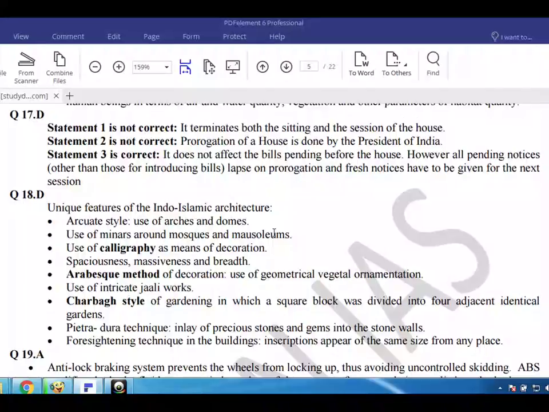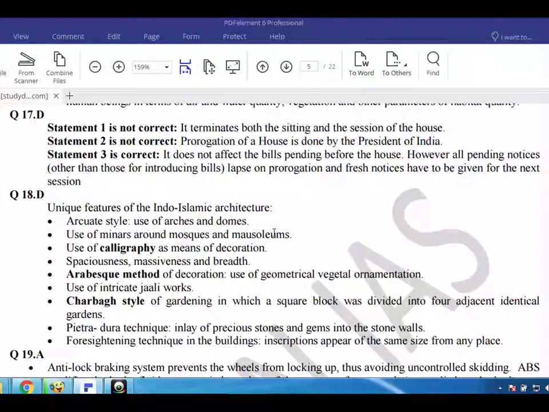Q18.D Unique features of the Indo-Islamic architecture: Raqm style, use of arches and domes, use of minarets around mosques and mausoleums, use of calligraphy as means of decoration, spaciousness, massiveness and breadth.